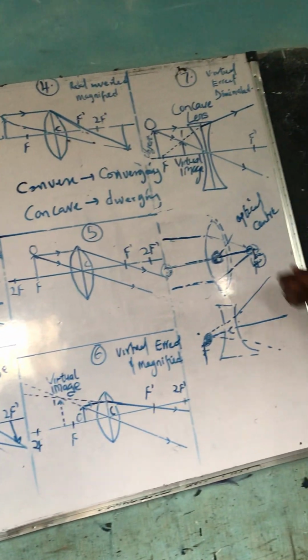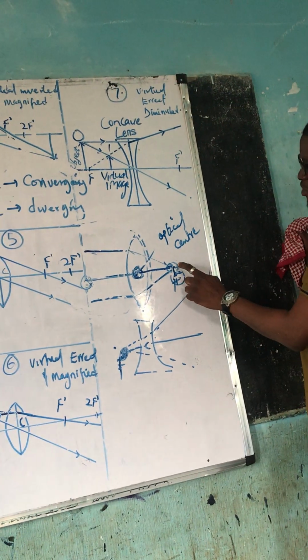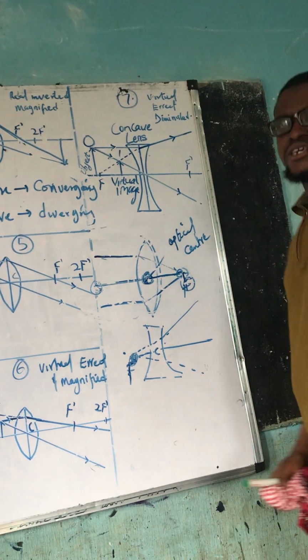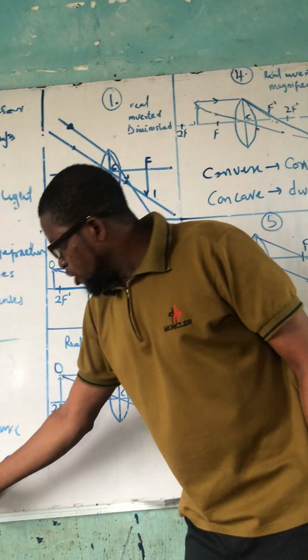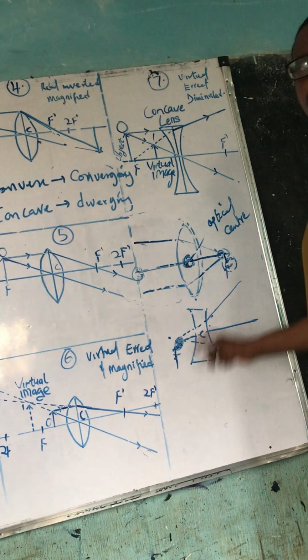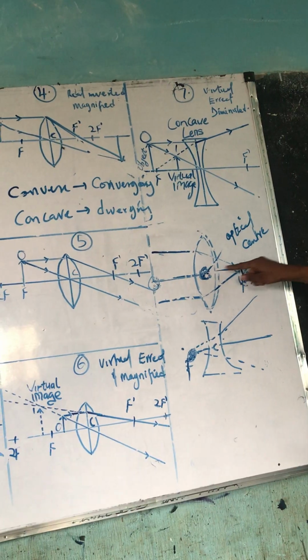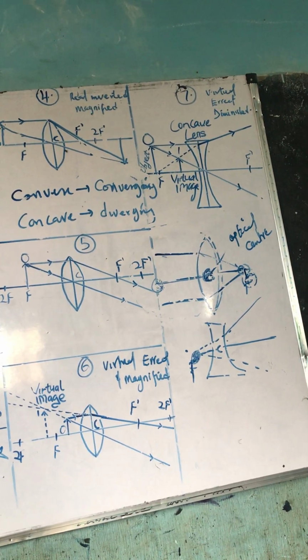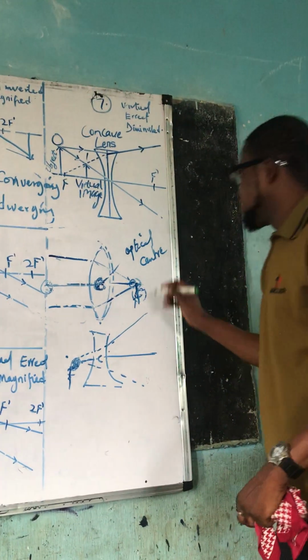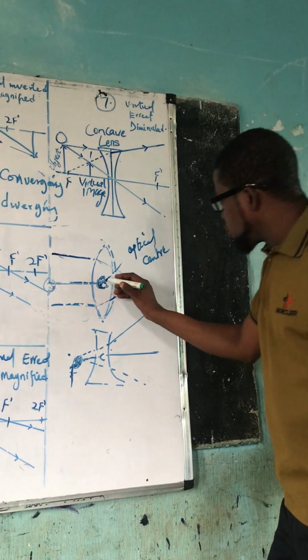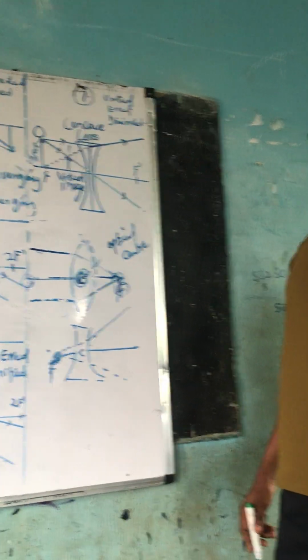Principal focus is where they meet. Focal length is the distance between where they meet and the optical what? Center. So how do we define it? Focal length is the distance between the optical center and the what? Principal focus. So I can touch it now. This line from here to here is called focal length. This point exactly is called principal focus. This point exactly is called optical center.